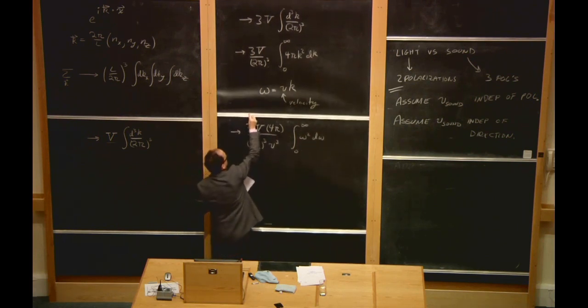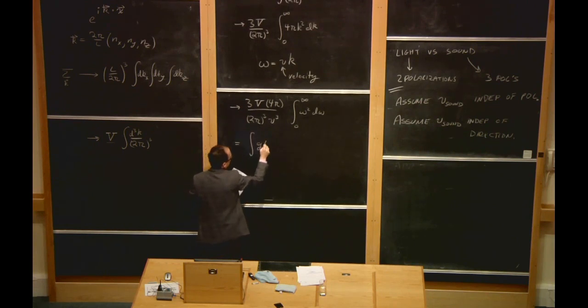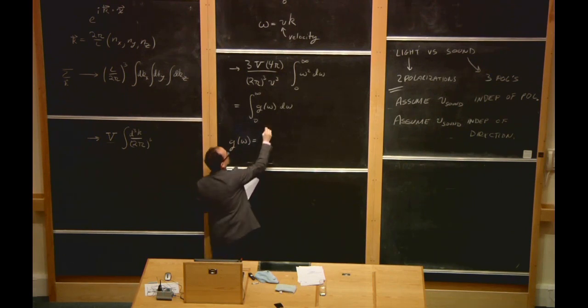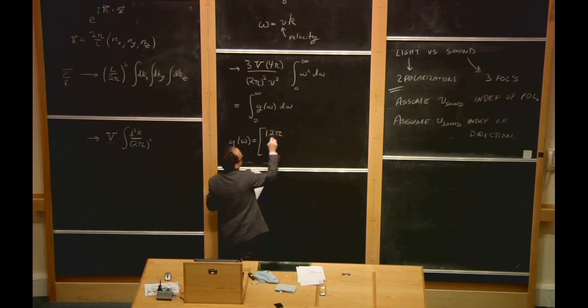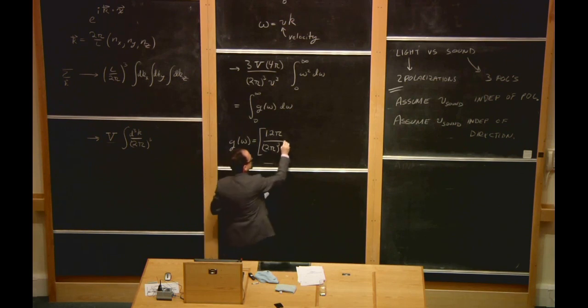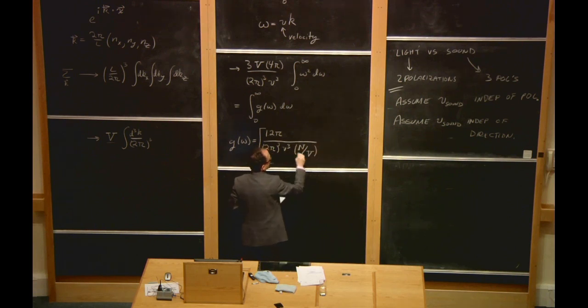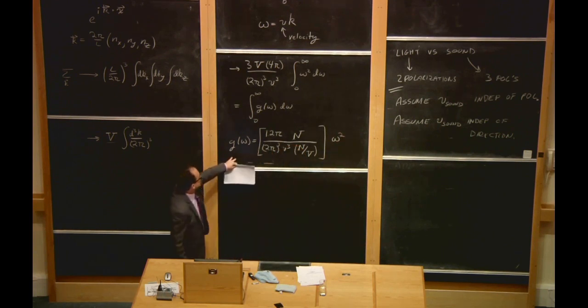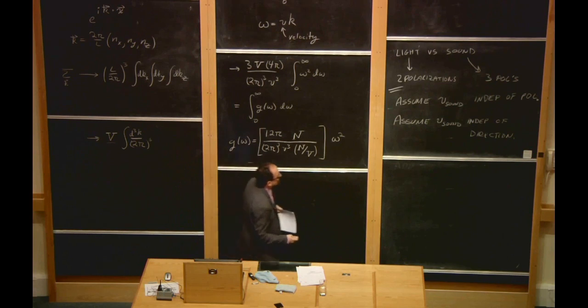I'm going to write that as defining a quantity g of omega d omega, 0 to infinity. And this g of omega is just a bunch of those constants I'm going to stick together. So I have 12 pi upstairs, and I have 2 pi cubed downstairs. I have a velocity cubed downstairs. And then I have a volume upstairs, and I'm going to write the volume in a tricky way. I'm going to write it as the number of atoms divided by the volume downstairs. That's the density. And then the number of atoms upstairs. That's going to be convenient. And then I need also that omega squared here.